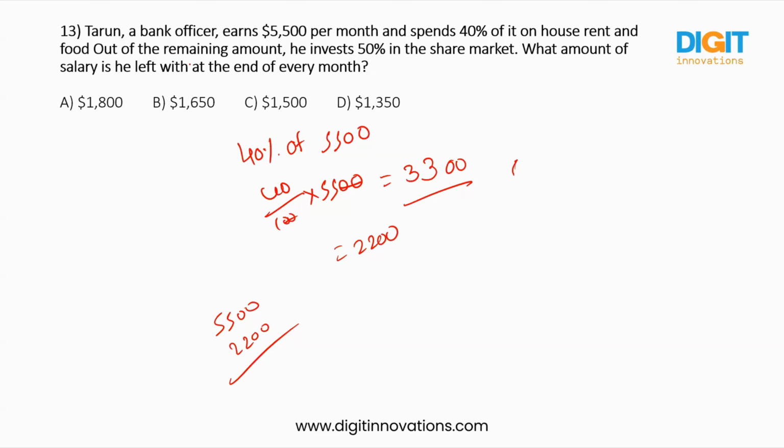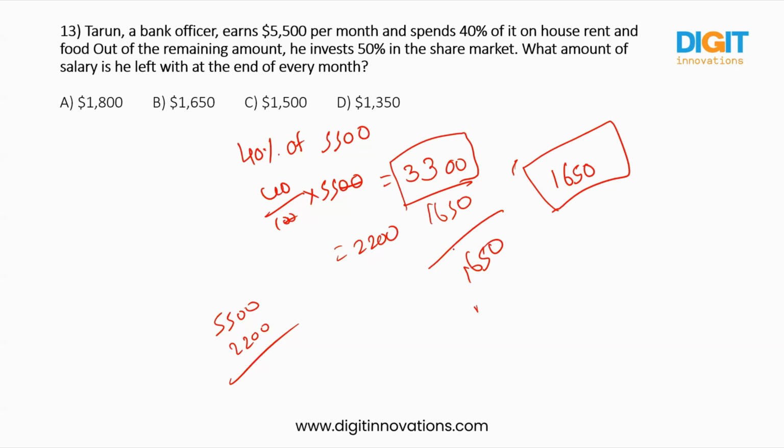So as they told, from the remaining amount he invests 50% in the share market. So 50% of 3,300 is 1,650, right? So 1,650 is invested in the share market. So what amount is left? If I subtract 1,650 from this, the remaining would be 1,650 only. So the answer would be B.